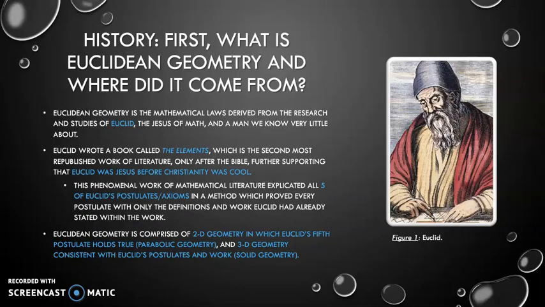Before we understand non-Euclidean geometry, we have to understand what Euclidean geometry is and where it came from. Euclidean geometry is the mathematical laws, concepts, and foundation that was laid by Euclid, a man that we know very little about. Although we do know that he wrote a book called The Elements, which is a phenomenal work of mathematical literature that explains all five of Euclid's postulates or axioms in a method which proved every postulate with only the definitions of work Euclid had already stated within the work. So technically speaking, Euclidean geometry is composed of two-dimensional and three-dimensional geometry that stays consistent with Euclid's postulates and work.